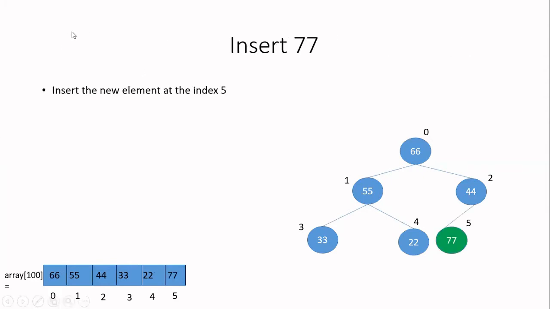Now let us see how to perform the insert operation. I want to insert 77 into this particular tree. First, since our nodes are already stored starting from index 0 up to 4, I'm going to insert the new node at the next index. That is, at index 5. So now 77 is inserted at index 5.